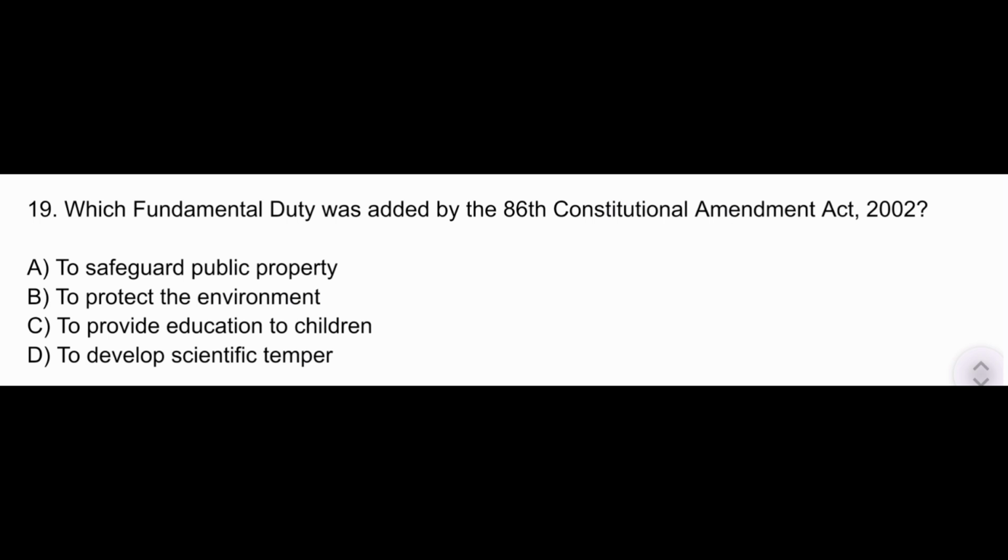The next question: which fundamental duty was added by the 86th Constitutional Amendment Act 2002? Option A, to safeguard public property. Option B, to protect the environment. Option C, to provide education to children. Option D, to develop scientific temper.